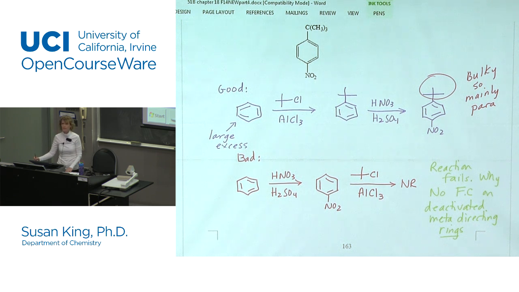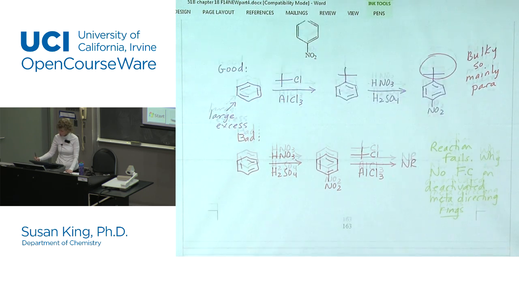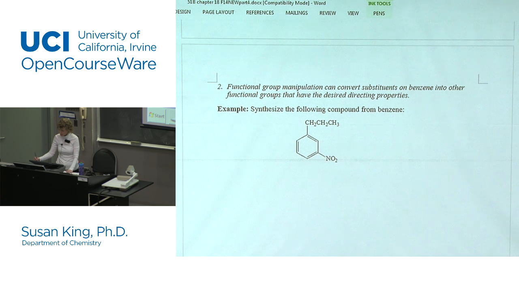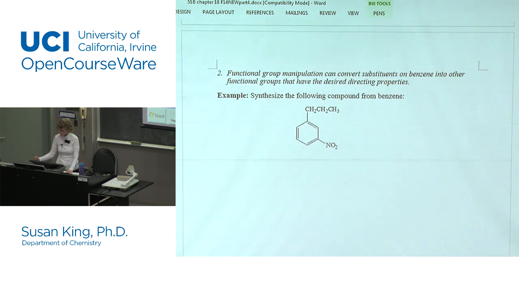Questions on that synthesis? Anybody? Yes? Is the excess necessary? I think it's a good idea. You might get a point off if you don't. Okay, so that just shows that you recognize that you're going to get over-alkylation. Okay.